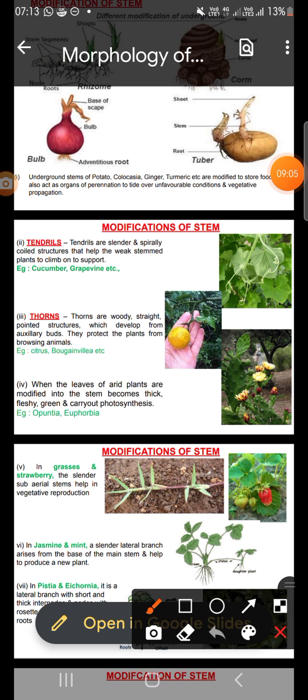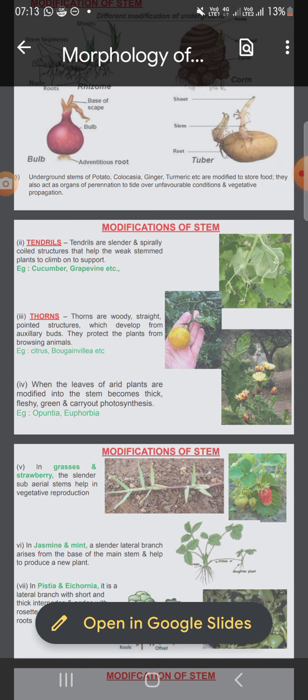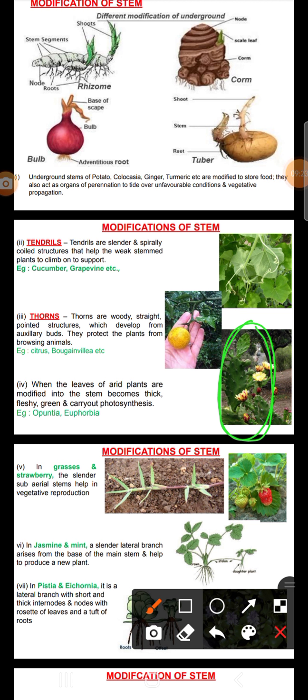The plants which live in the desert regions, or especially the plants which live in the regions where the rainfall is very, very scanty. The leaves become thicker, fleshy, green, and perform photosynthesis. Here, this is the plant Opuntia, and you can see the flowers are blooming. Whatever you are able to see in this picture, the green colored structure, is actually the stem. It is not the leaf.